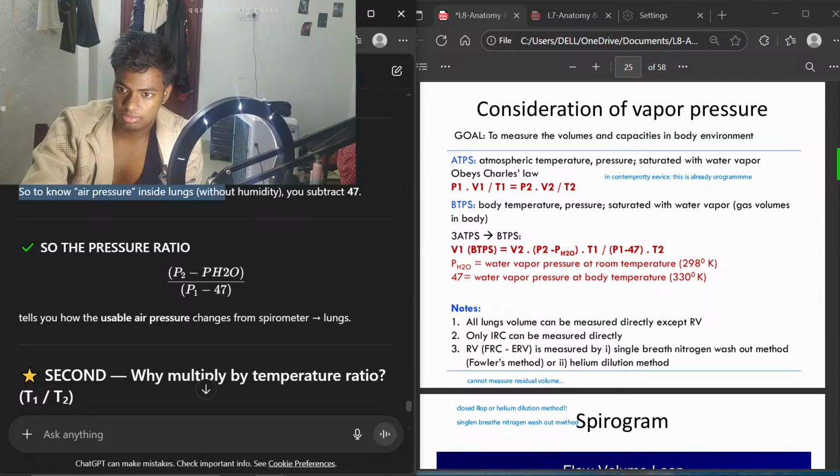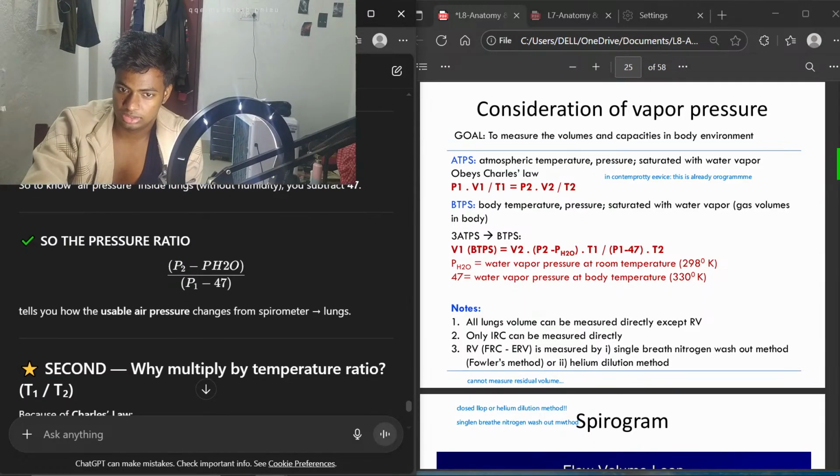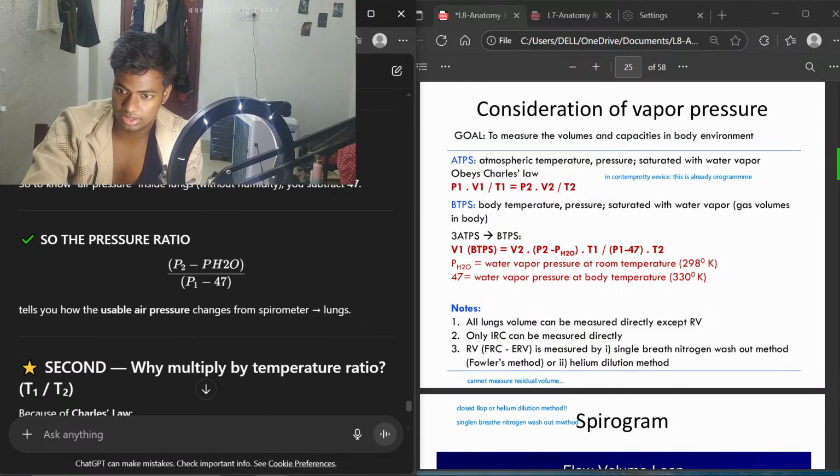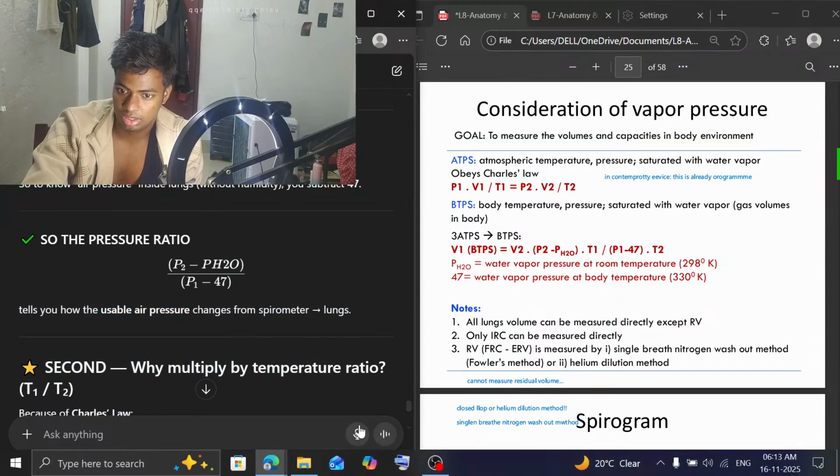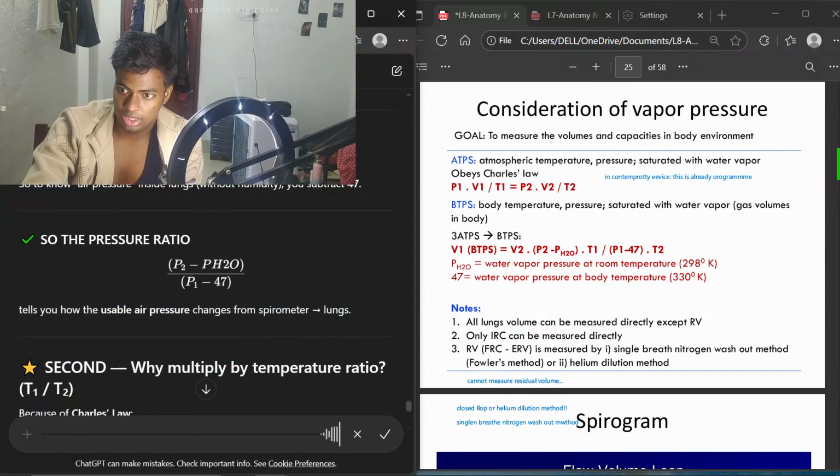In water vapor pressure is only small. Okay, the 47 mmHg water vapor pressure. Then why did they have to mention PS2? If we already know inside the lung the water vapor pressure is always 47 mmHg, why did they write PS2? Why did they just minus 47? Why did they do that?